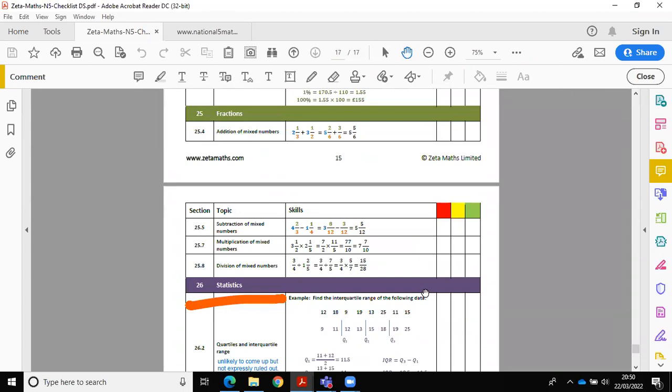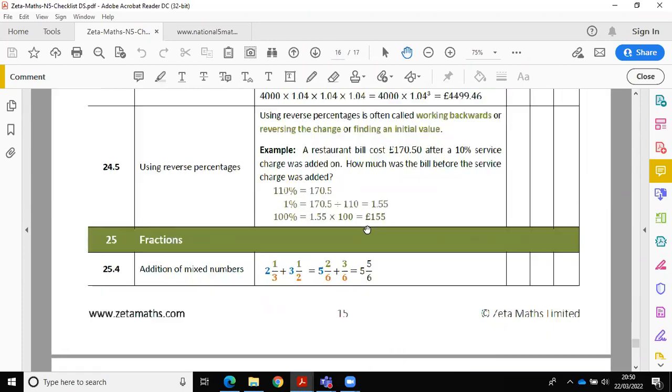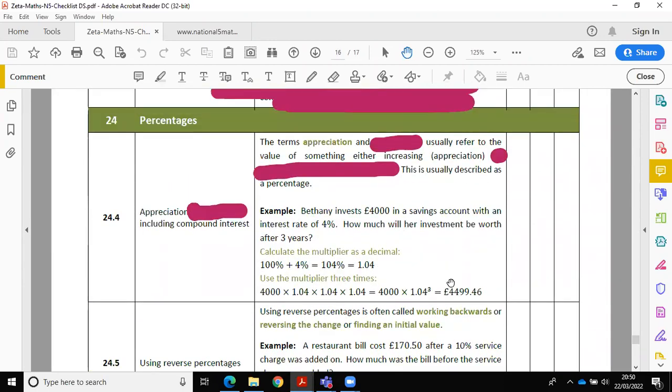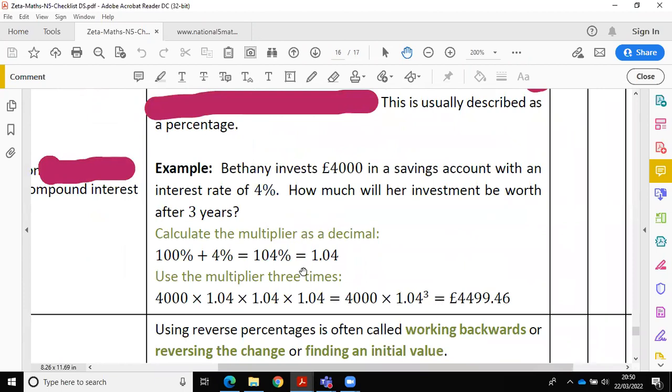Is that question normally in the calculator or the non-calculator paper? Calculator. Multiplying by a decimal is quite hard to do, and if you need to do it to the power of something, that's almost impossible, or at least very difficult, to do without a calculator, so they won't ask you to do it. That will always be in the calculator paper.